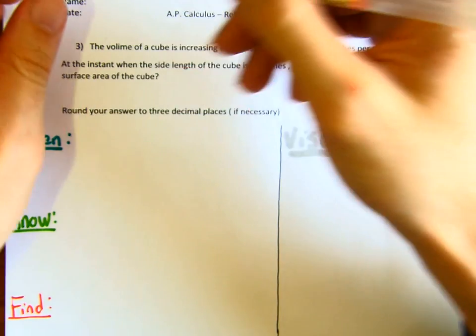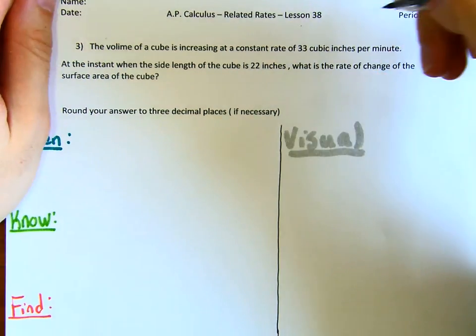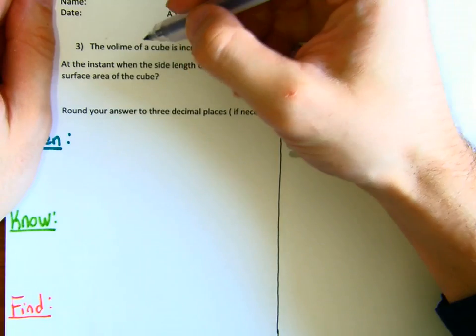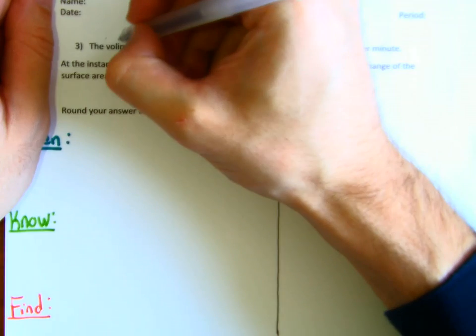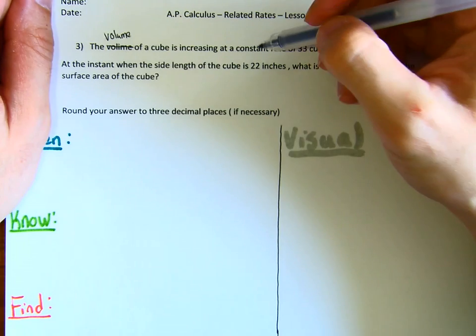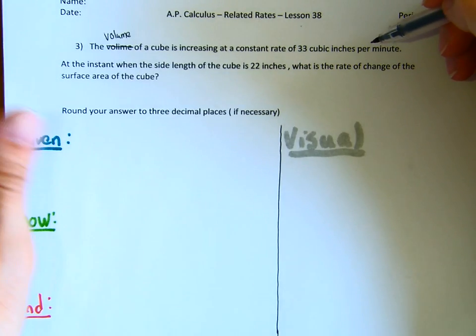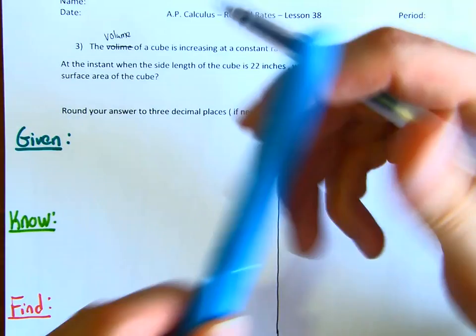All right, AP Calc, let's do this. So let's get a problem going with a cube. It says the volume of a cube is increasing at a constant rate of 33 cubic inches per minute. So how can we translate this first sentence?